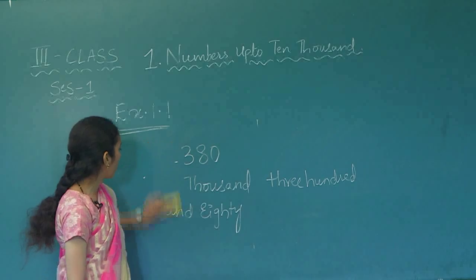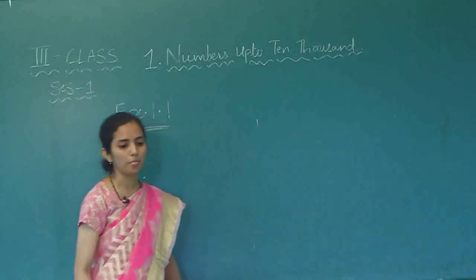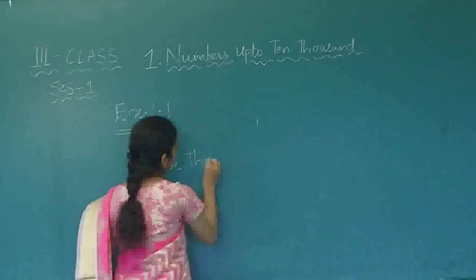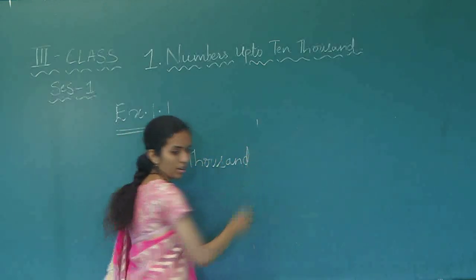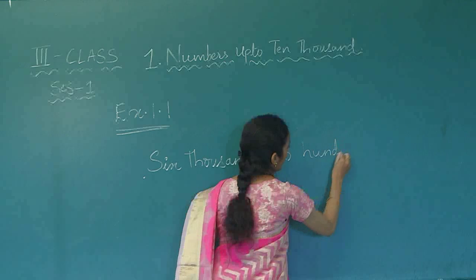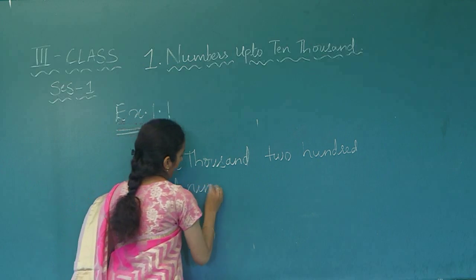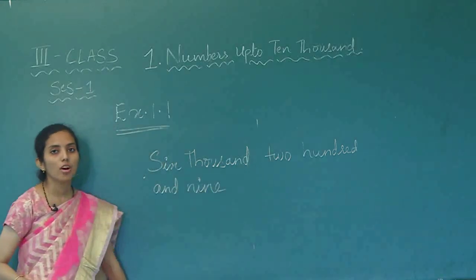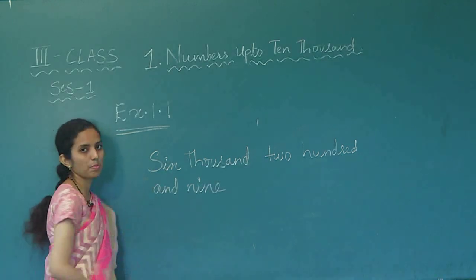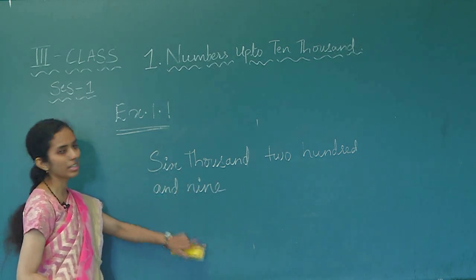Coming to the fourth question. What is the fourth question? He has given the name. You have to write the number. What is it? 6000 and 200 and 9. So, did you observe how it is given in our textbook? He did not write the number 6 here. He wrote the spelling. So, this is how we have to write the number name. Number name is given. Now, he is asking us to write the number.